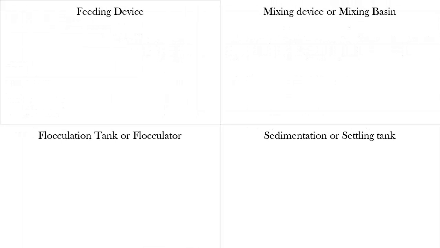These 4 are there. Just by seeing their names you can understand what processes the entire process includes. That is, feeding device means the chemicals which we have, they are called coagulants, that we are going to feed into the tank.